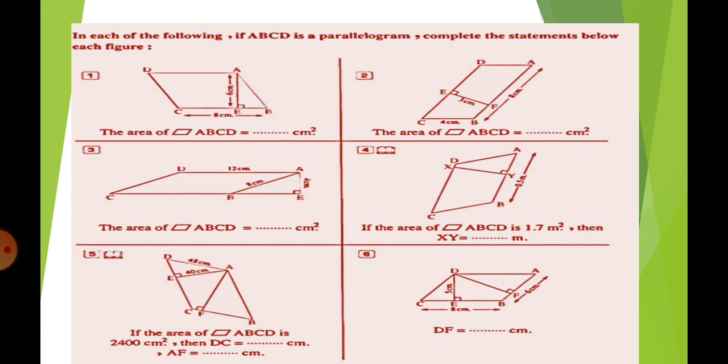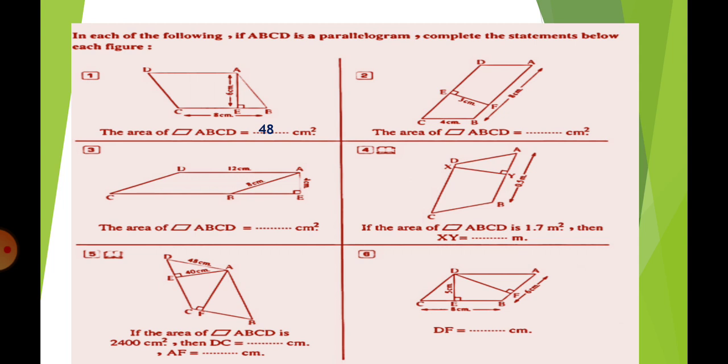In each of the following, A, B, C, D is a parallelogram. Complete. Number 1, the area of the parallelogram. Here the base equals 8 and the corresponding height equals 6. Area of a parallelogram equals base times height. 6 times 8 equals 48 centimeters squared.